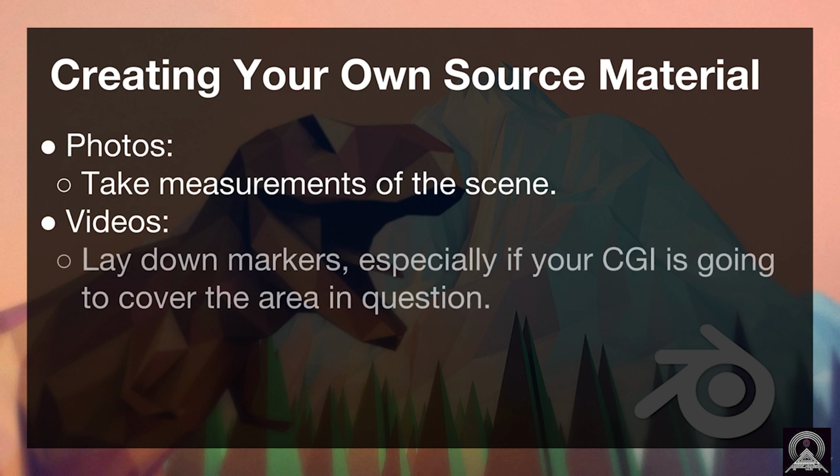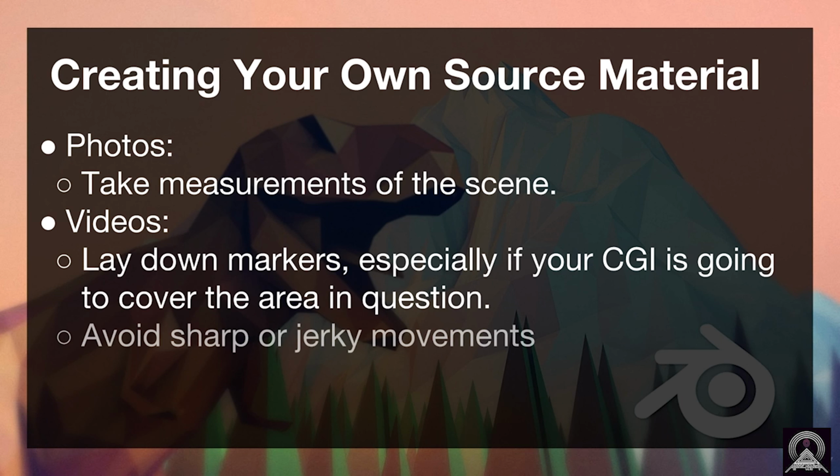With videos, you can lay down markers, especially if your CGI is going to cover the area in question, and that can help massively. High contrast is key, because that helps with camera tracking, and we'll see that later on. Now, you will want to avoid sharp and jerky movements. It makes tracking the camera really, really difficult and time-consuming.